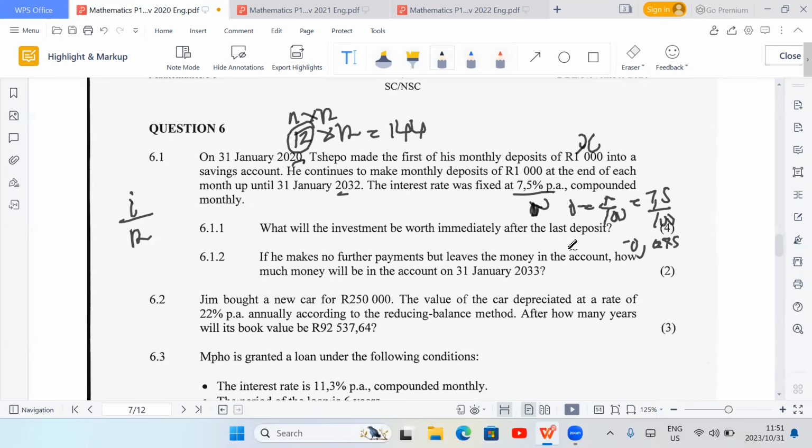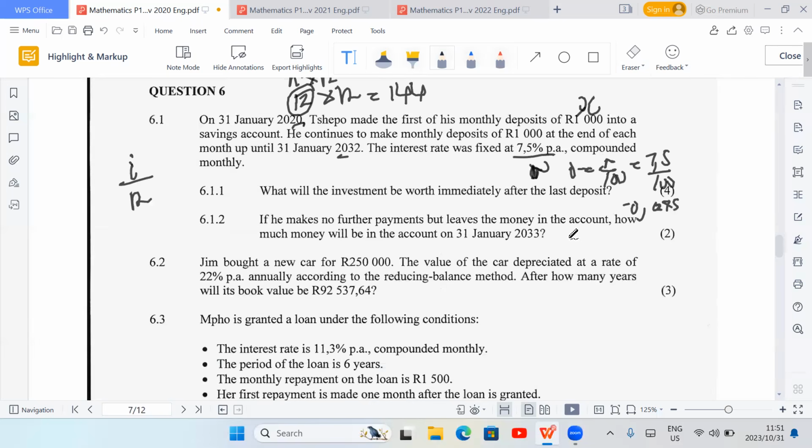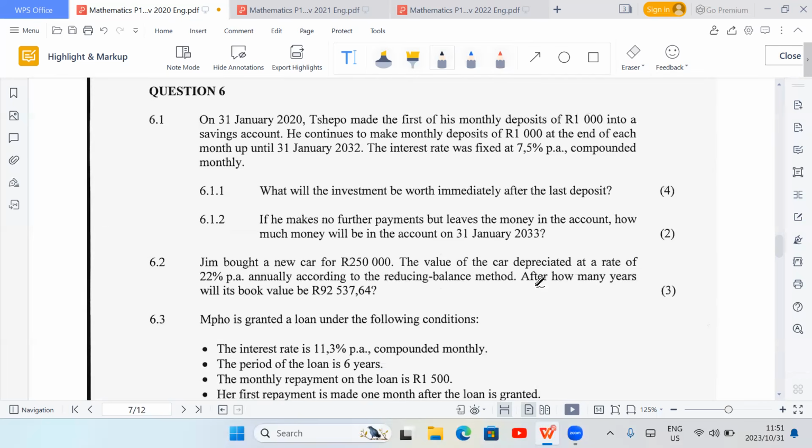So do not make that mistake. Do not lose precious marks just like that because you couldn't look at the formula sheet.